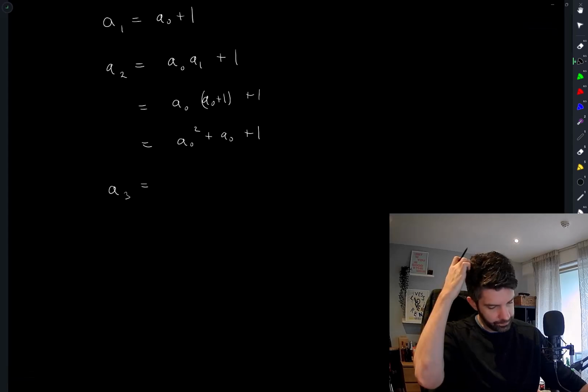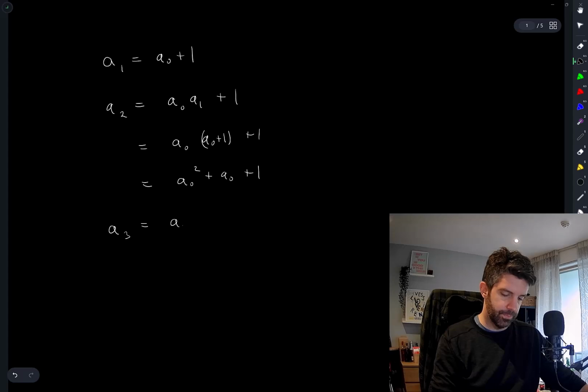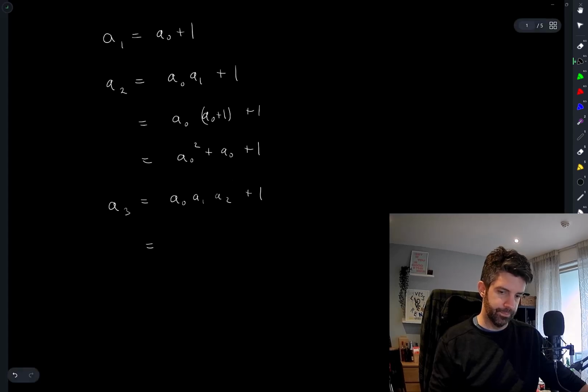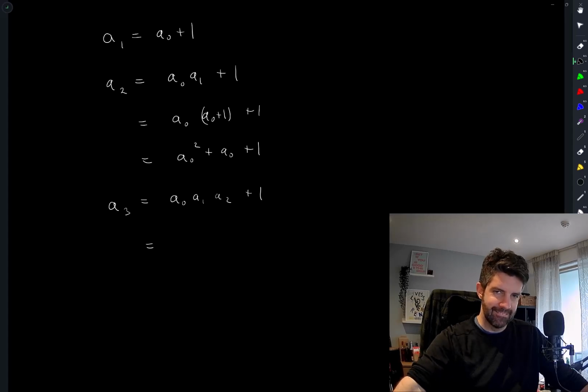a3 is a0 a1 a2 plus 1, which is... actually maybe one of these, of course. Yes, of course, the way they've written it, you can't easily read the rate of growth of any of these expressions because they're written recursively. Option D is certainly incorrect because it's growing quadratically.